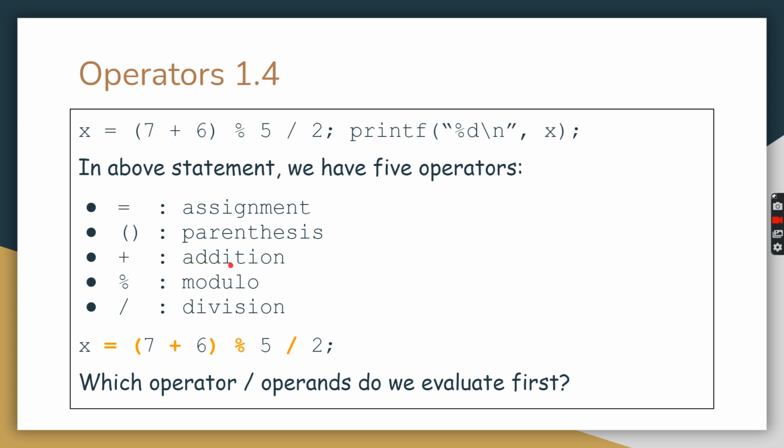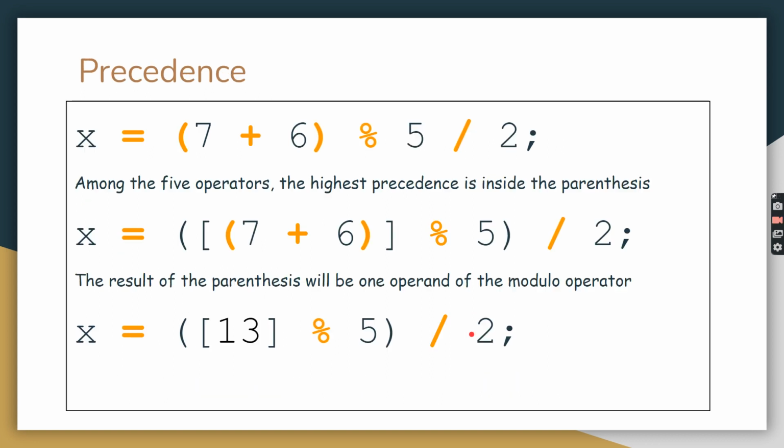We have the plus for the addition, the percent sign for the modulo as we saw in the previous examples, and the slash for division. So once again, which operator has the highest precedence? Well, in this case it would be the parentheses. So anything inside the parentheses will be evaluated first. So the addition of 7 plus 6 would be evaluated first.